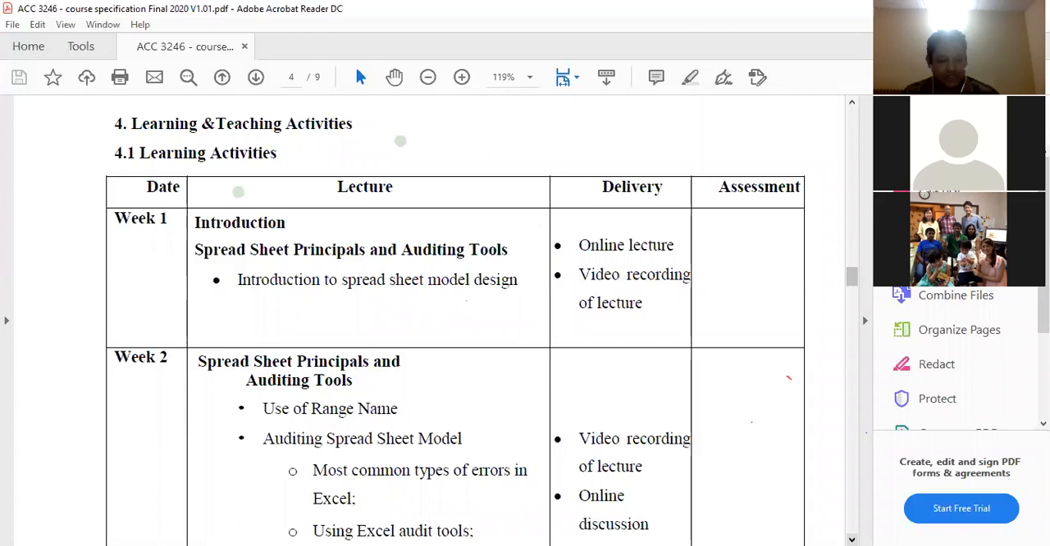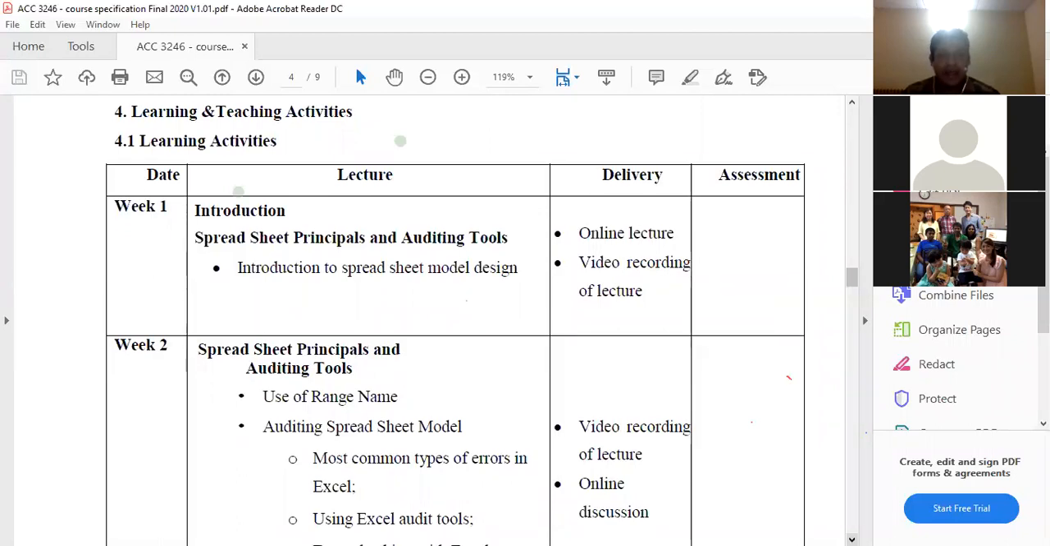Okay, so here I have given the weekly plan. This course is basically planned for 13 weeks, but depending on the time that we have, we'll try to go for all the 15 weeks if possible, right? But we have initially planned this for 13 weeks' time.